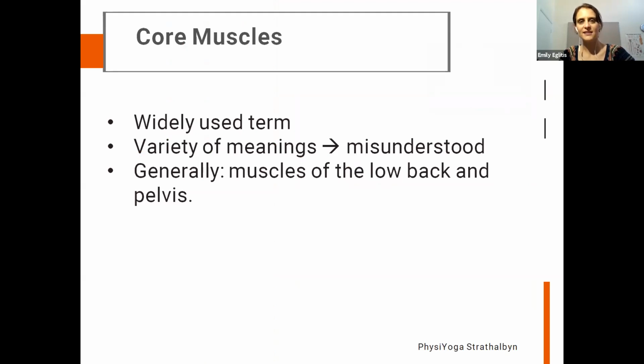I don't like the term core muscles. I'm going to keep using it simply because it's kind of in the common language now. And if I say core muscles, you have a general idea about it. But I do think it's a widely used term with a variety of meanings, and it's poorly understood. I'll go with it for now, but maybe we'll be able to come up with a better terminology to use. But generally, the core muscles are taken to be the muscles of the low back and the pelvis. So let's explore that a little bit further.